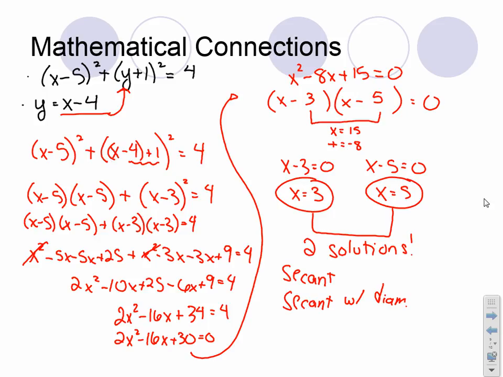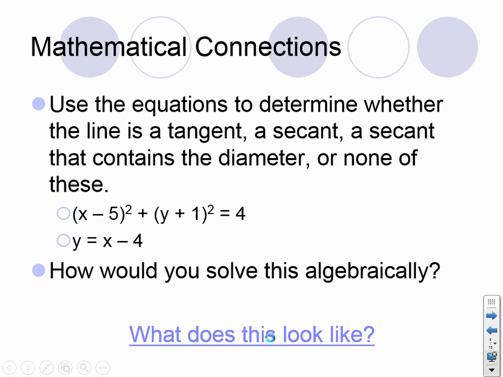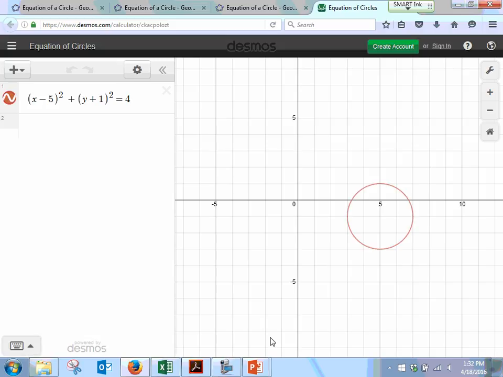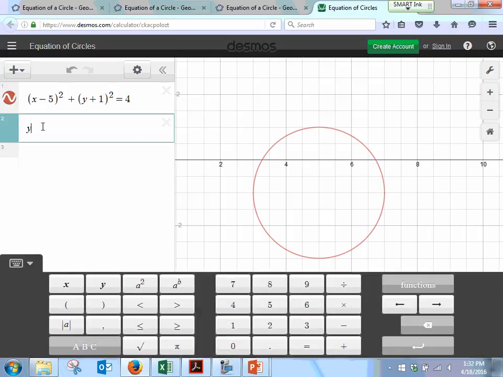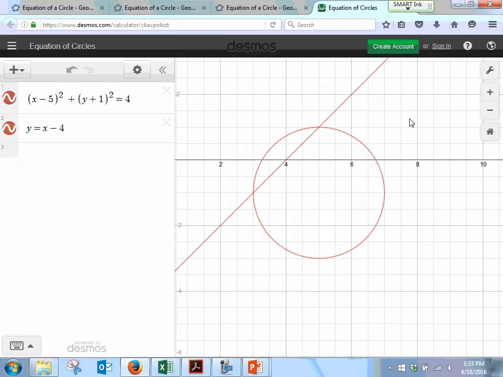Now let's actually look at what this is actually representing. So let me pull this little website up here. All right, so there's the circle. Here's the circle that we have the equation for. Now if I type in your line here, y equals x minus 4, you see that in fact it is just a secant here. We knew that it was a secant because we got those two answers. We got the answer of 5 and 3, didn't we?